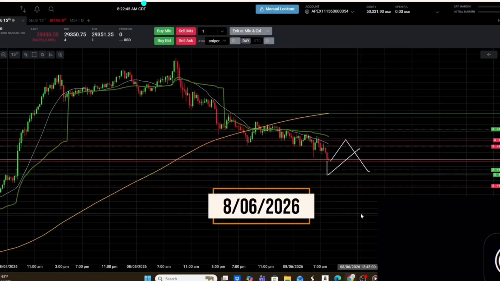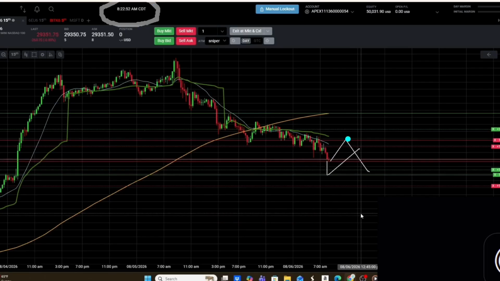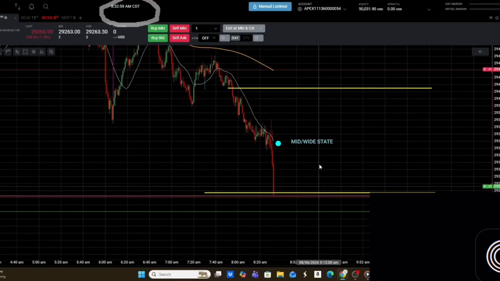August 6th, 2026, 8:22 a.m. Here's what we drew out. Before the market even opened, I drew out snapback. It's going to either come up to here and then go down, or it's going to come down and fill this gap and then go up, which would be a church steeple. Then price would be 200 points away.